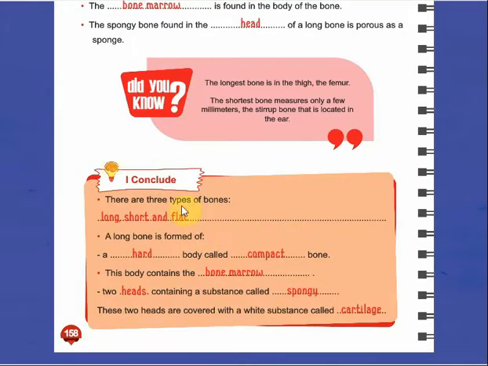Finally, we conclude that there are three types of bones: long, short, and flat. A long bone is formed of a hard body called compact bone. Okay, خلينا نتذكر long bone form لإلها ونشوف إنه it contains a hard body called compact bone. This body contains the bone marrow inside it, and two heads containing a substance called spongy bone, and these two heads are covered with a white substance called cartilage.